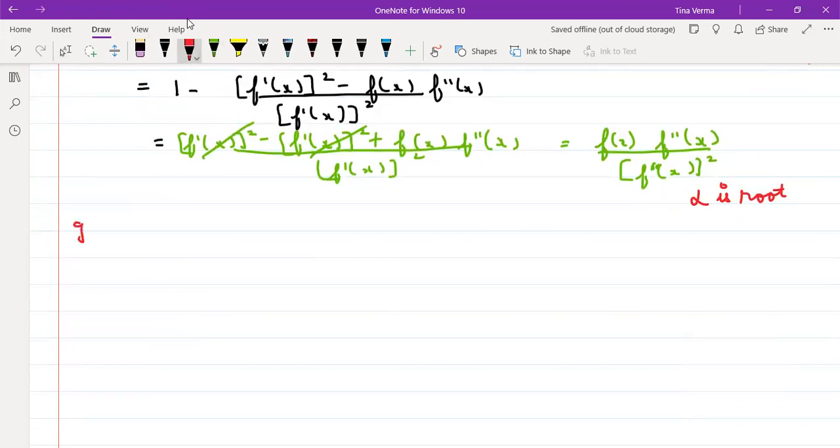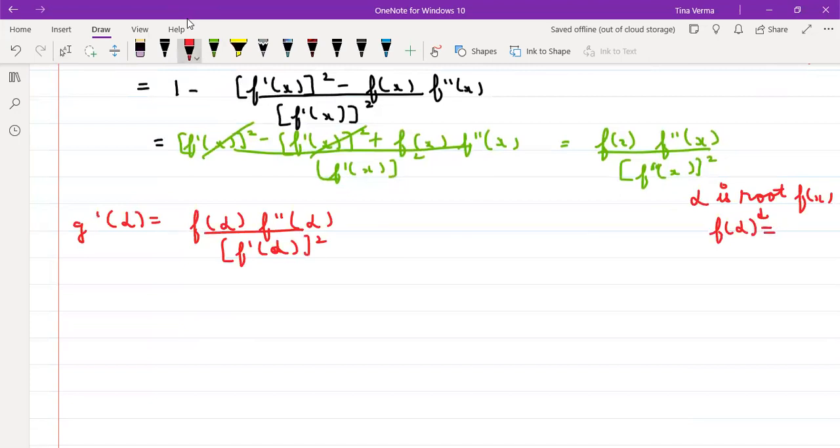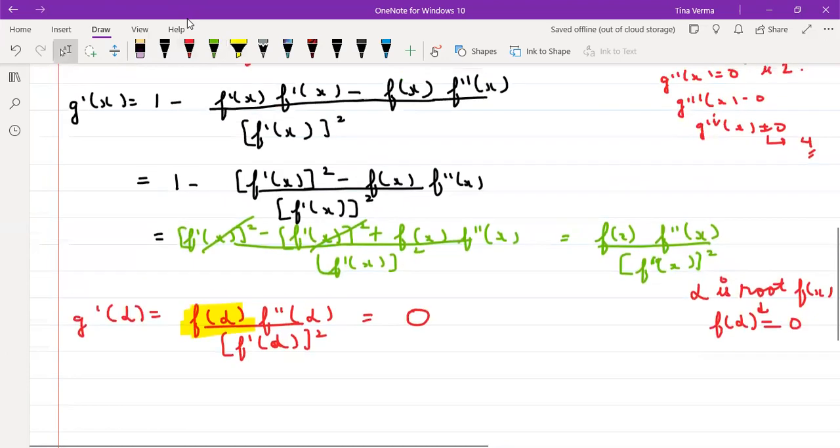So what will be your g alpha? g dash alpha becomes, in this case, f of alpha, f double dash alpha, and f dash alpha whole square. Now since alpha is the root of f of x, that means it satisfies the equation f of alpha equal to 0. That means this quantity is becoming 0. So 0 divided by any number will give you 0. That means the first derivative has come out to be 0.